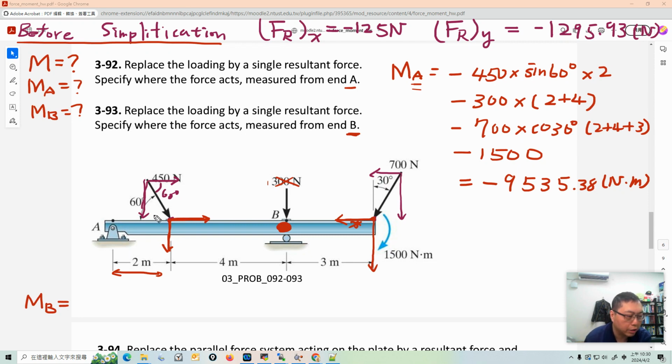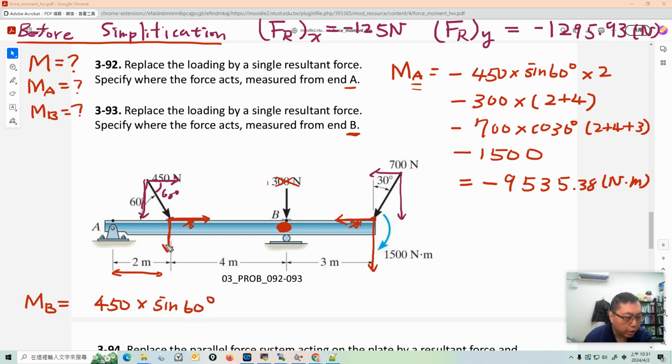and we only consider the vertical component, because the horizontal component won't create any moment with respect to D either. The lever arm is so small, and the problem didn't give us any lever arm at this distance, so we don't have to consider that. So we're going to consider vertical moment only. And for the vertical moment, be careful. So this is 450 times sine 60 degrees.